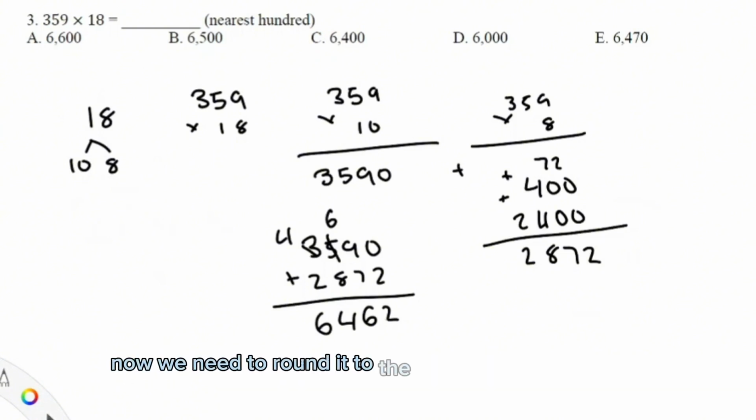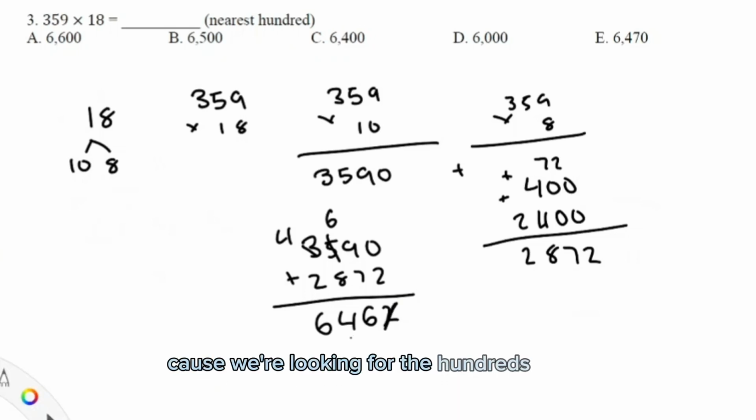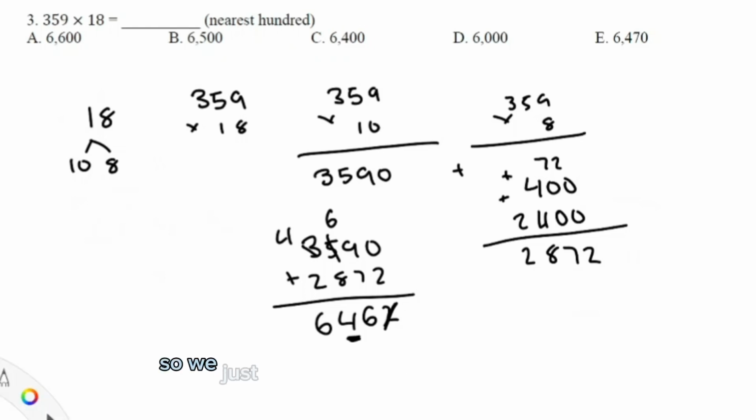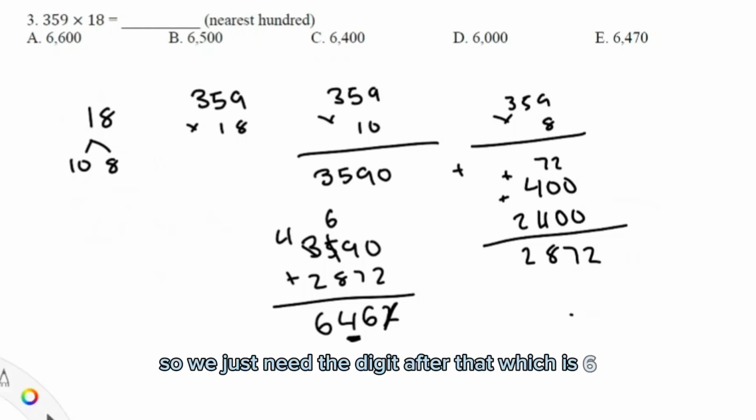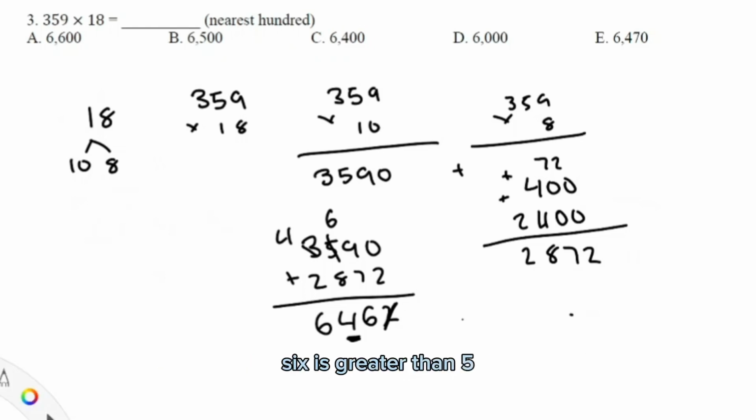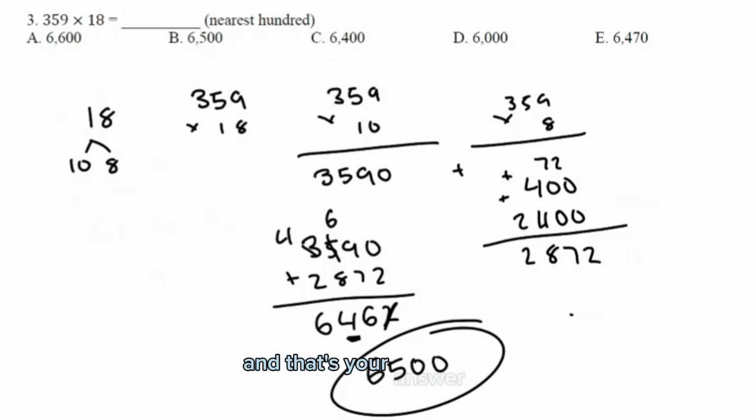Now we need to round it to the nearest hundred. Alright, so we can cross off the ones digit because that's not relevant to us because we're looking for the hundreds place, which is here. So we just need the digit after that, which is 6. 6 is greater than 5, meaning we round up, so 4 becomes 5. So this becomes 6,500, and that's your answer.